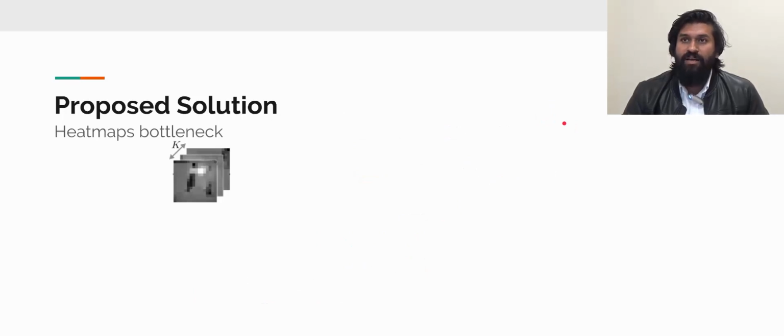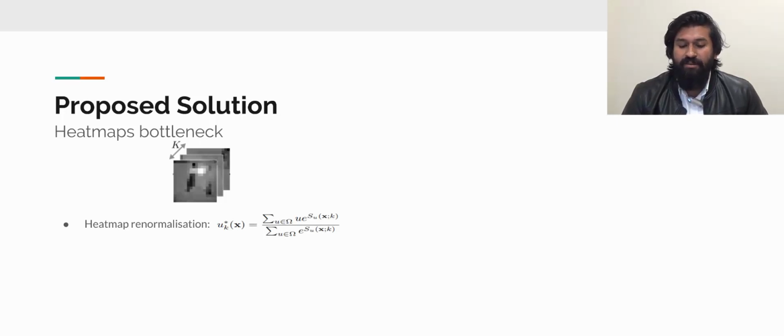So now what is their main contribution in this solution? Basically they have concocted a heat map bottleneck where they are distilling the information from this generated k heat maps to get the k Gaussian heat maps. So how are they doing that? Let's look into the equation.